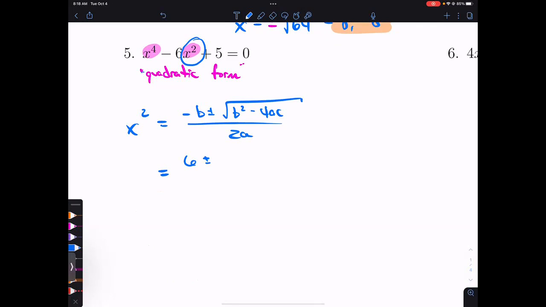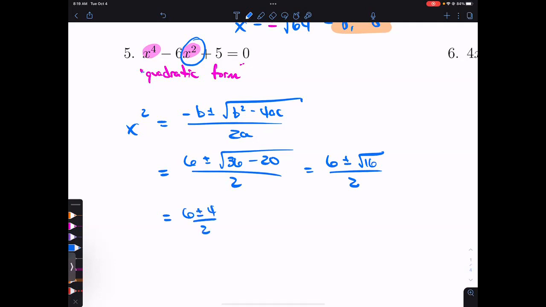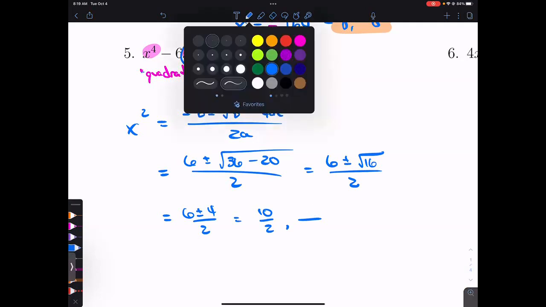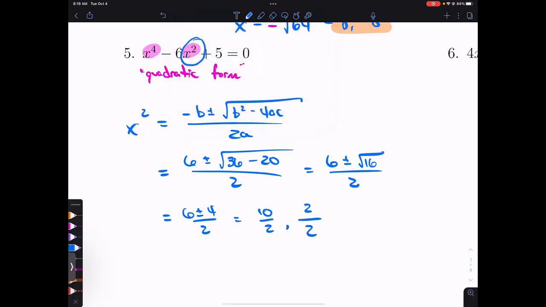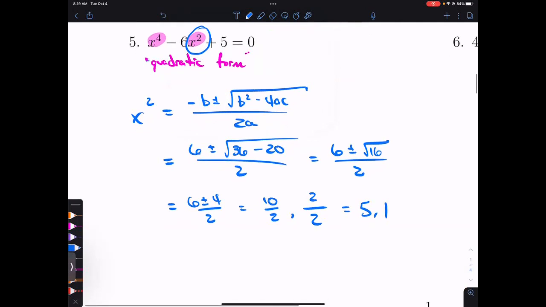So 6 and 36 minus 20 over 2. They're okay with me doing a slightly quicker version of writing stuff out. 6 minus 4 is 2. So 5 and 1. And then the only thing we would do differently is we're not quite done yet.